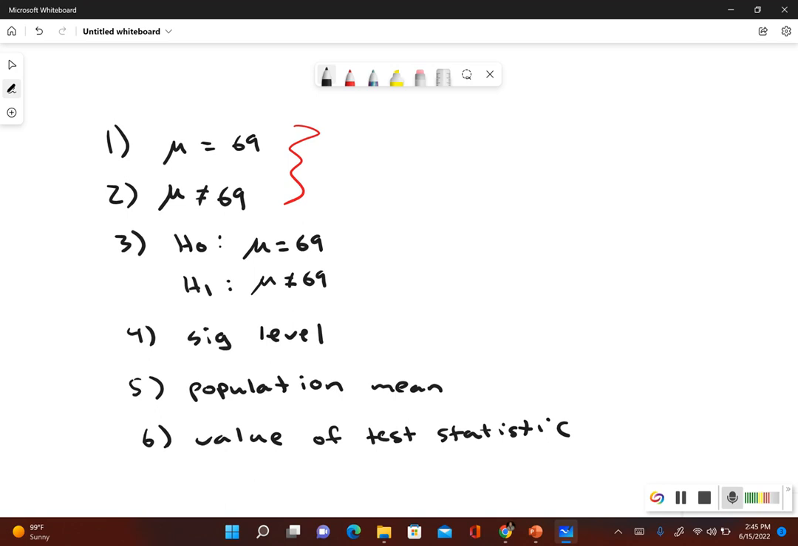And since we're dealing with population mean, our test statistic is going to be a t-score. With population proportion, it would be a z-score. In this case, since it's population mean, it's a t-score. So now let's go ahead and go to StatCrunch, and we'll find the value of this test statistic.